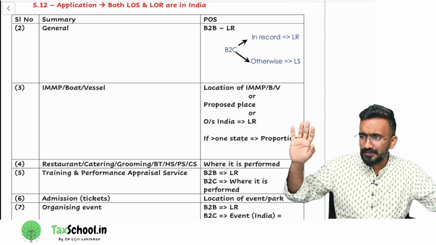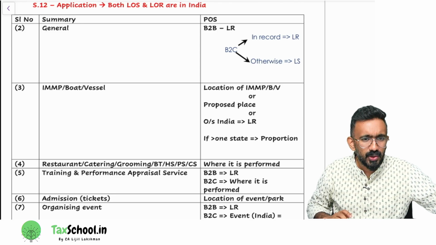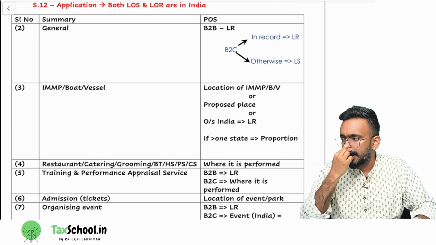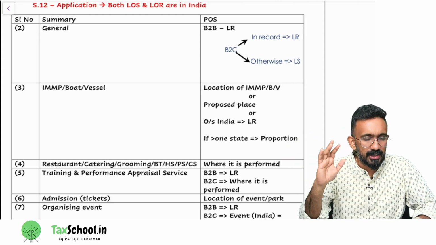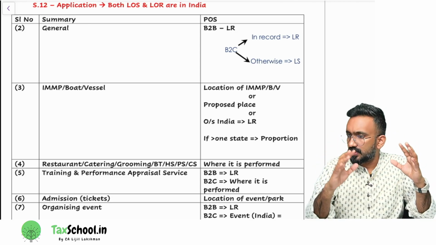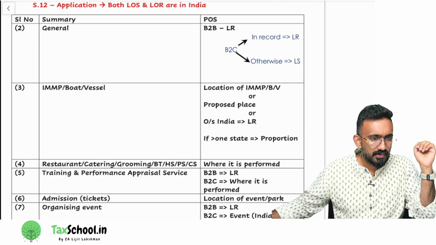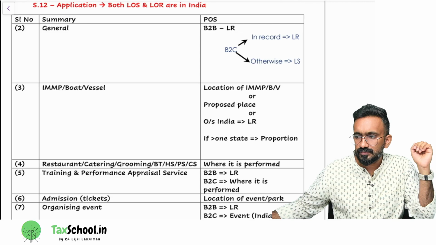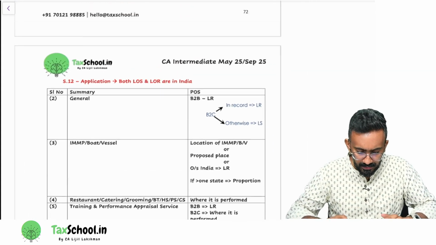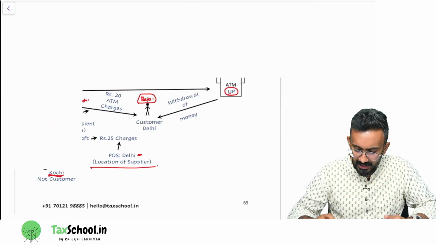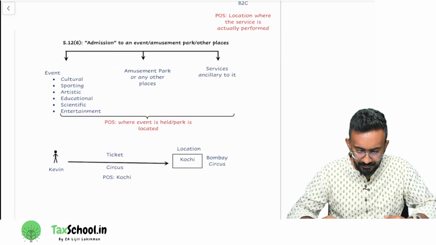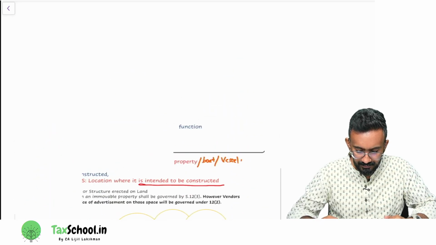I have given a lot of code words here, so you might want to ensure that you understand this. You can open your main topic and then look at it. Section 12 helps you to determine place of supply for service when supplier and recipient, both of them, are in India. All right. Before I go into the summary of it, I wanted to ensure that I give you an understanding of the basics.